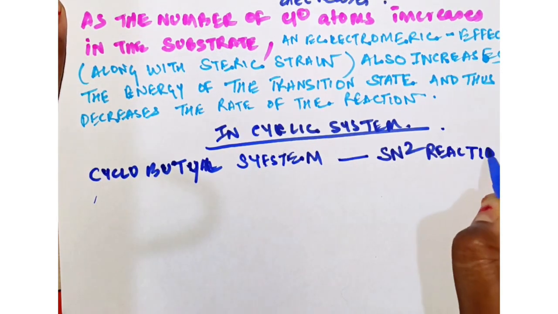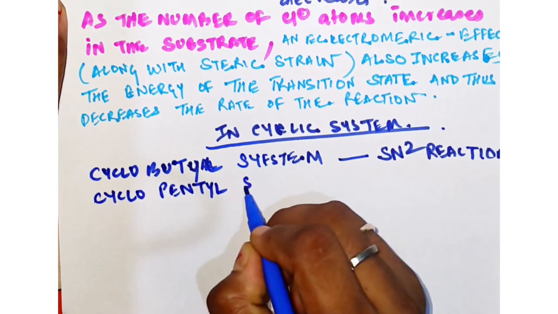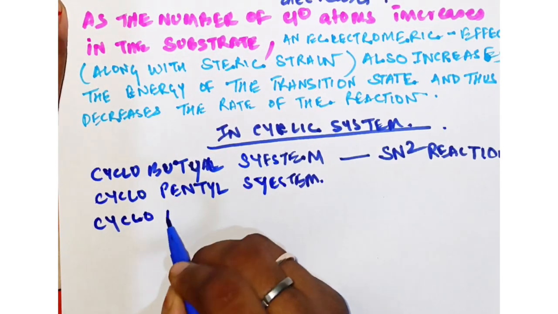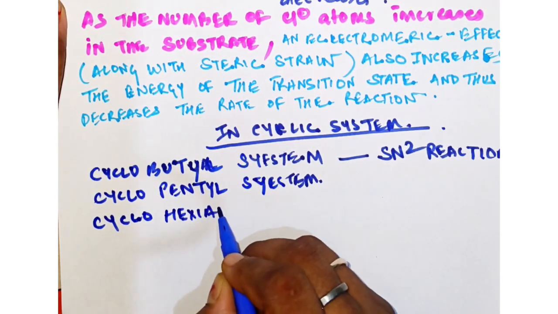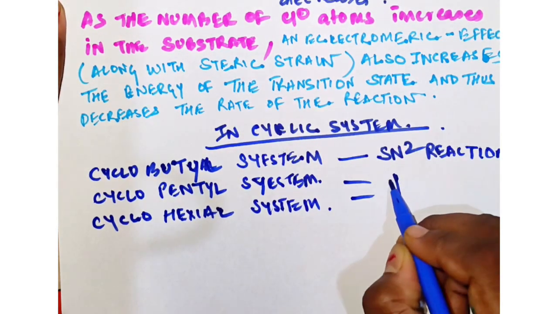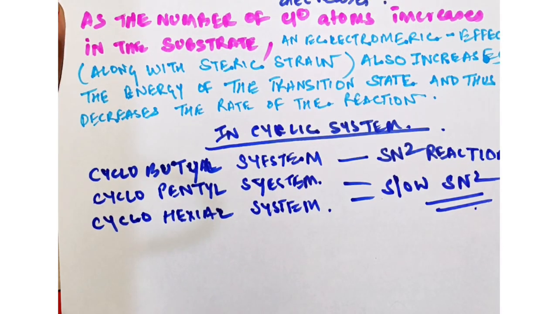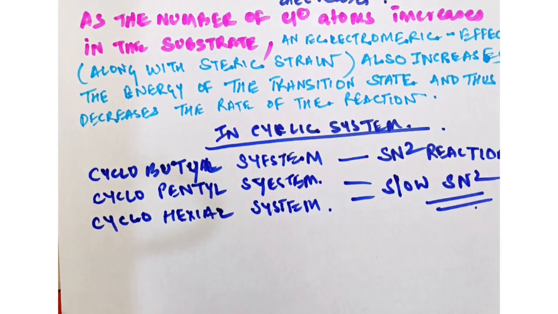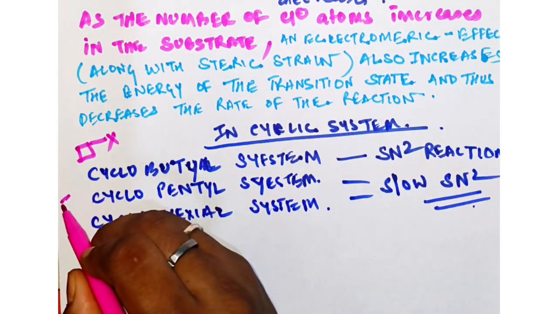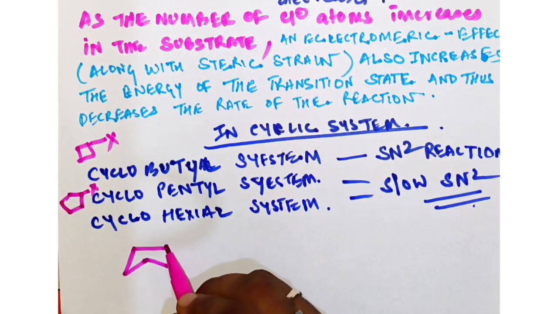Okay, then your cyclopentyl system. Then if you go for your cyclohexyl system, they are relatively slow for SN2 reaction. In case of your cyclobutyl system, it means this kind of system. Cyclopentyl system means this kind of system, and cyclohexyl system means this kind of system.